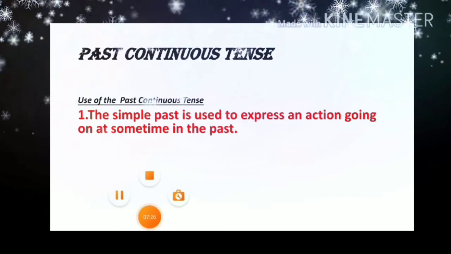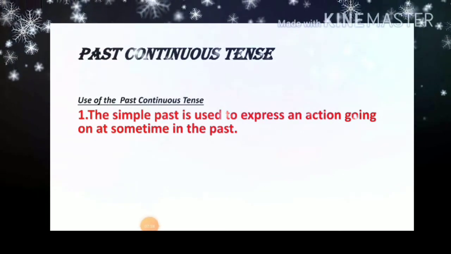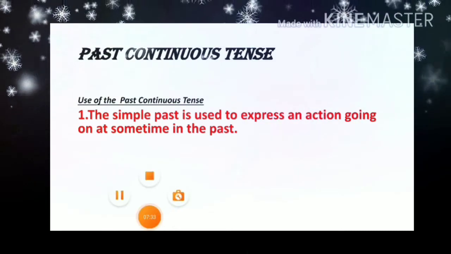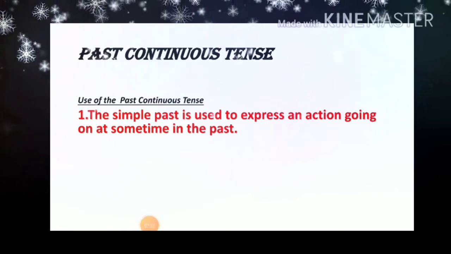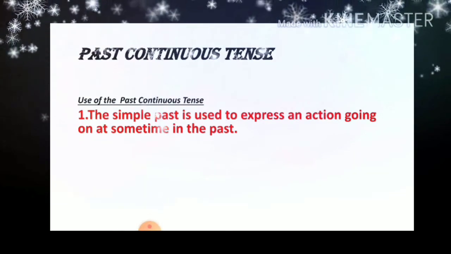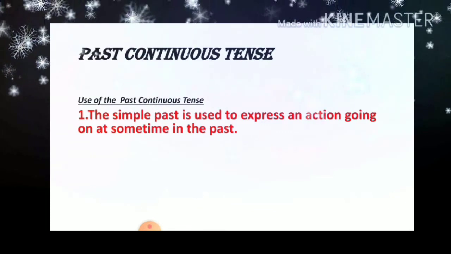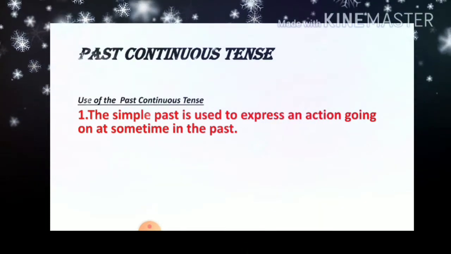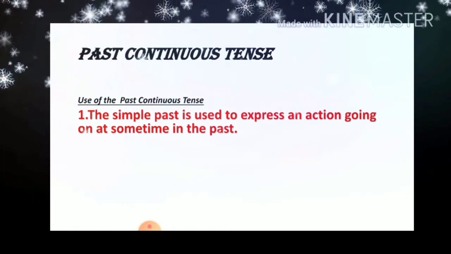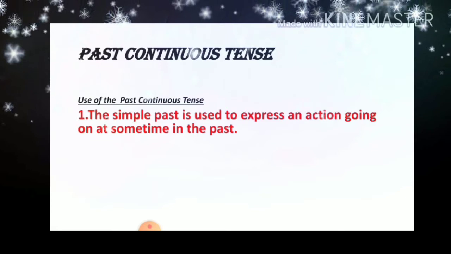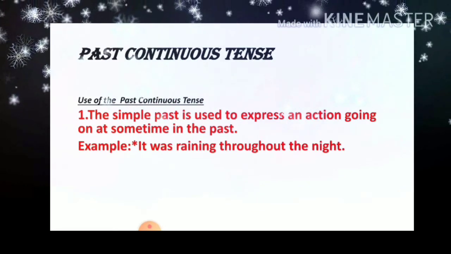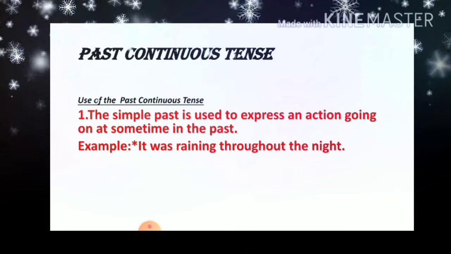Students, listen carefully. Here is a mistake, and I want you to improve it. Here you can see simple past, but it is not a simple past, it is a past continuous tense. This tense is used to express an action going on at some time in the past. So here is an indication that the task was going on in the past, and that's why it is a past continuous tense. Example: it was raining throughout the night.